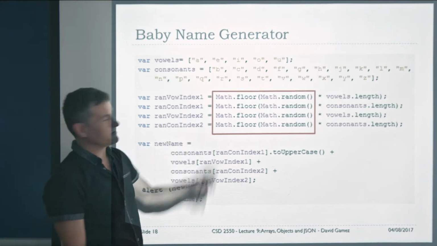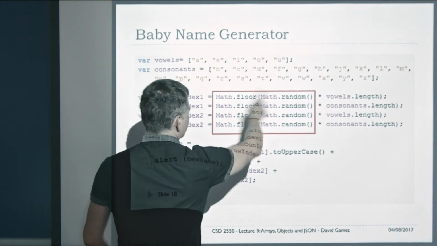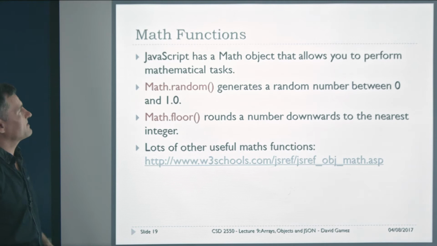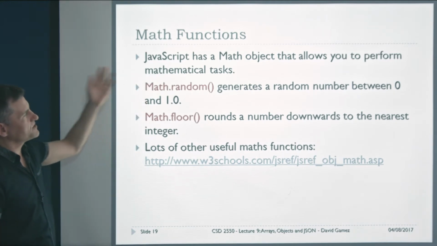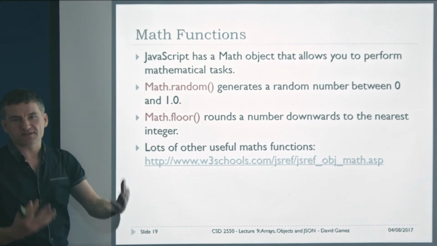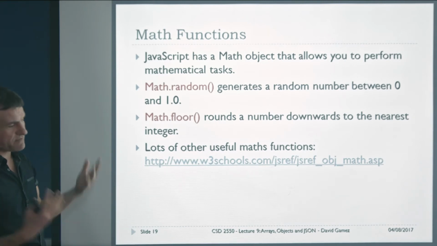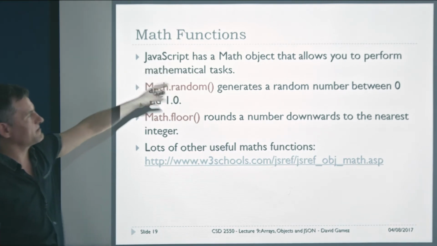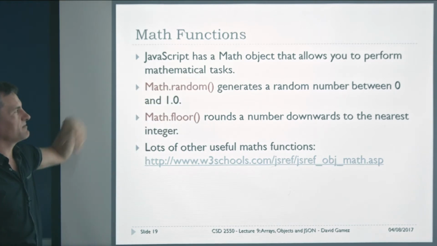To explain how this is doing it, I need to explain the Math.random function and the Math.floor function, which you'll find useful in your games and other areas. So let's explain the math functions first. JavaScript has a bunch of built-in functions, lots of different ones, and one particularly useful set of functions is wrapped up in the Math object, which allows you to perform mathematical tasks.